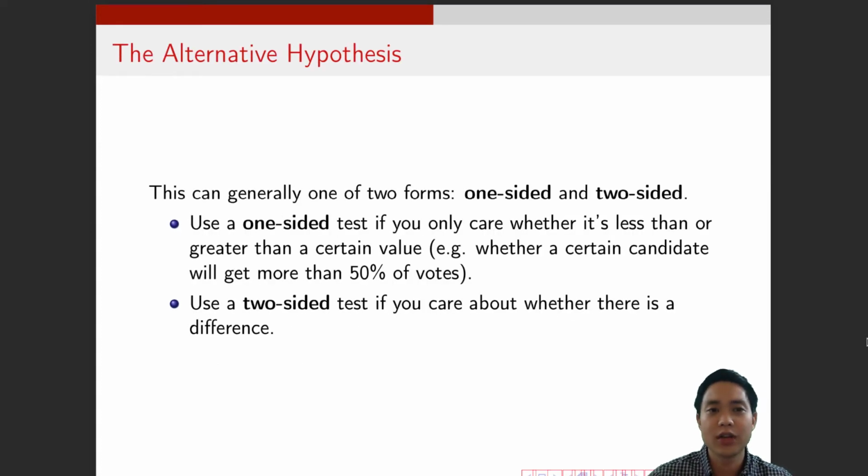So, in general, the alternative hypothesis can be one-sided or two-sided. This really just affects what we're interested in finding out. So, for example, if a certain candidate will get more than 50% of votes, we might use a one-sided test. We might use a two-sided test if you just want to know if there's a difference, not that one is greater than the other.